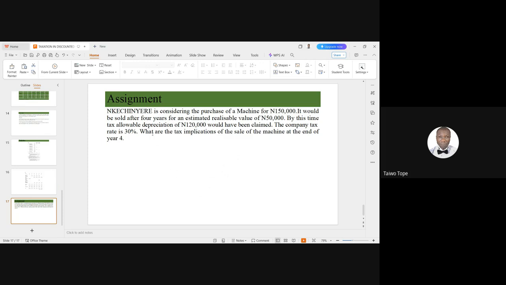Assignment is this, that Nkechinyere is considering the purchase of a machine for 150,000 naira. It will be sold after 4 years for an estimated realizable value of 50,000 naira. By this time, tax allowable depreciation of 120,000 naira would have been claimed. The company tax rate is 30%. What are the tax implications of the sale of the machine at the end of year 4? So this is a question that you can attempt to test your understanding of these aspects of the ICAN syllabus, with regard to financial management.